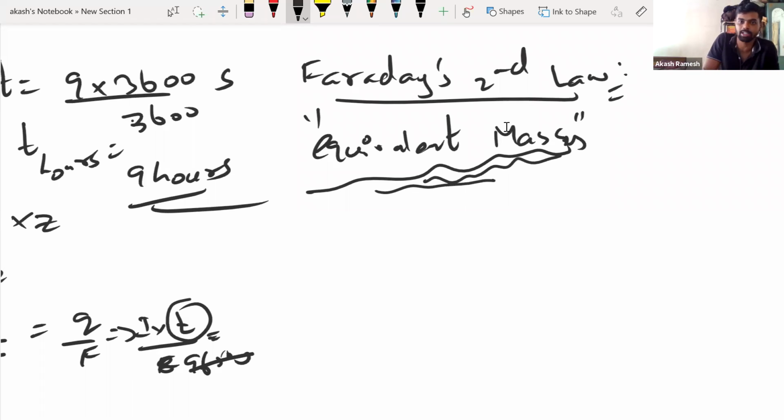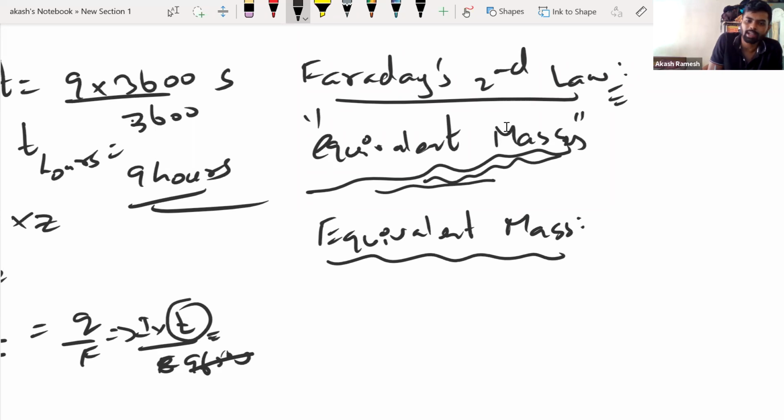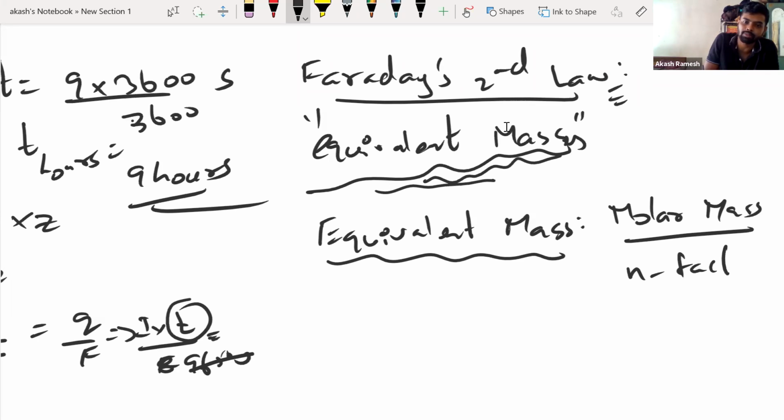Anyways, I'll just tell you what is equivalent mass. I'll give you some introduction and then we'll see Faraday's second law. There is a proper definition for this, but we don't have to go into the definition. I will give you one formula. Equivalent mass is connected to the molar mass. Equivalent mass of any substance is equal to molar mass of that substance divided by something called the N factor.